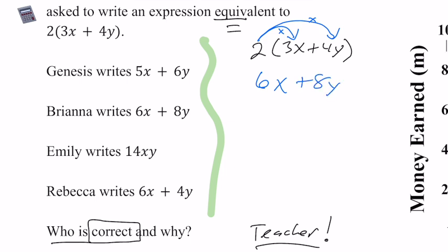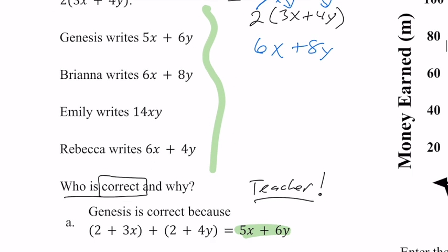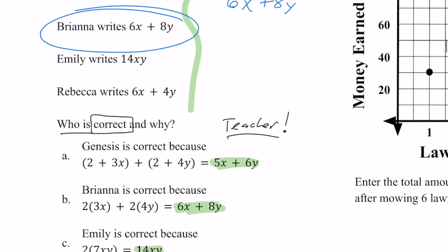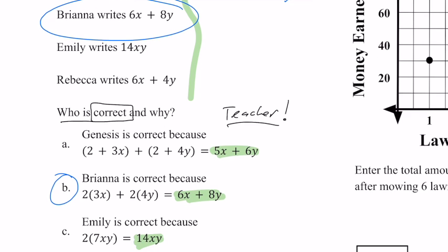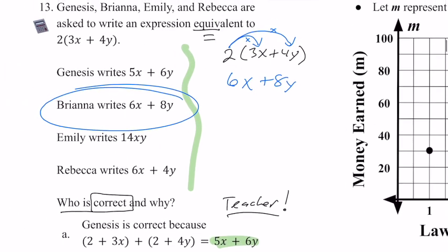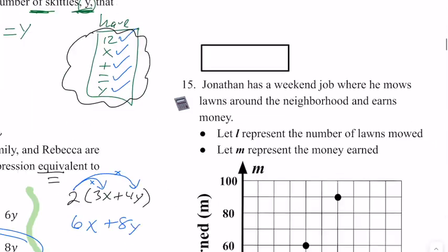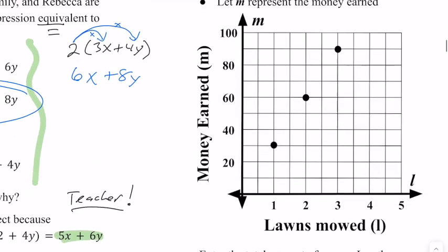So in this case, who got it right? Boom, right there. Brianna writes it correctly. And there's only one option for Brianna, which means it's B. I don't even care what the rest says because I know that's correct. Okay? All right, so that was 13. Let's go to 14 and then 15 and then 16. Oh, okay, we're almost there.